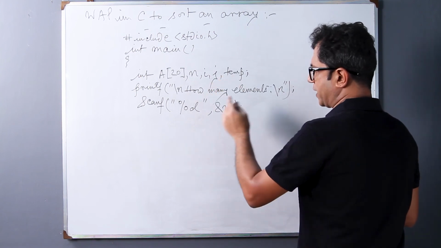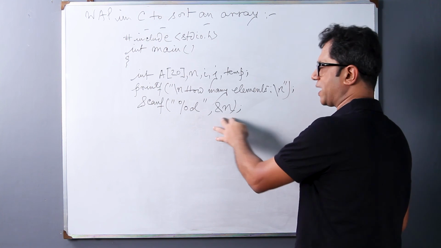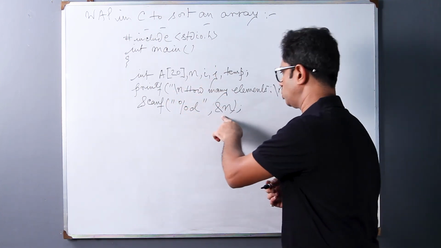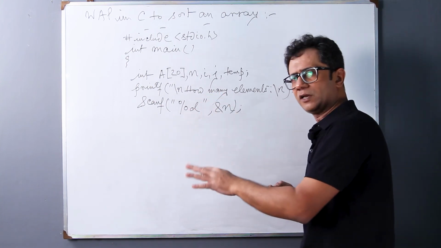Now we are going to take the input elements of the array. The number of elements is entered by the user, and suppose there are 5 elements to be inserted by the user, that is the value of n is 5, then the user is going to enter 5 elements one by one.